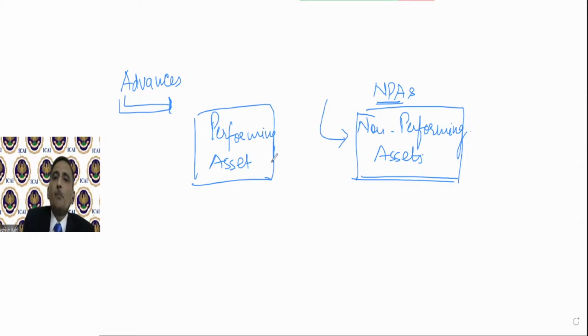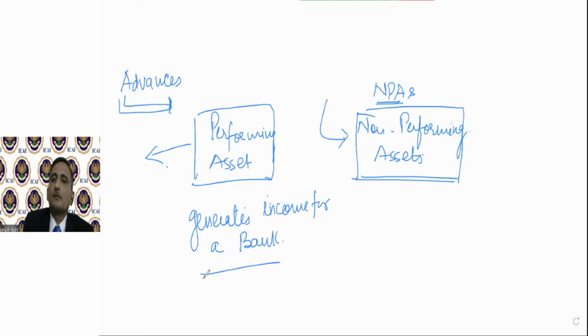So students, what is a performing asset and what is a non-performing asset? A performing asset is an asset which generates income for a bank. And what is a non-performing asset? A non-performing asset is an asset which ceases to generate income for the bank.